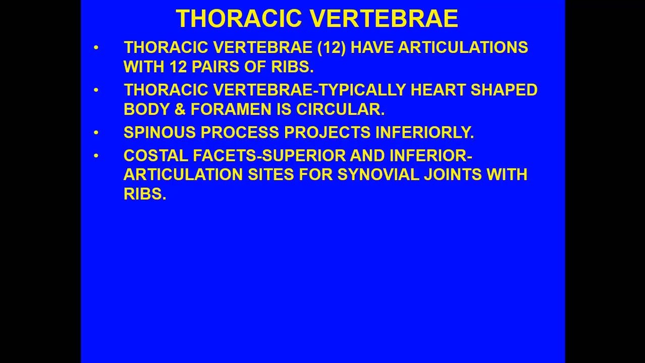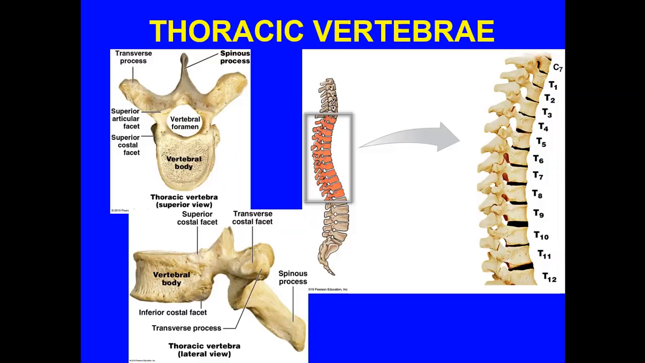Let's talk briefly about the thoracic vertebrae for a few minutes. The thoracic vertebrae, there's 12 of them. They have articulations with 12 pairs of ribs. The thoracic vertebrae typically are wider, stronger because they're now carrying more weight. So they're somewhat heart-shaped in the body, and the foramen is circular. You have a spinous process that projects inferior, so downward, okay? And the costal facets, you have a superior and inferior. They are articulation sites for the synovial joints with the ribs.